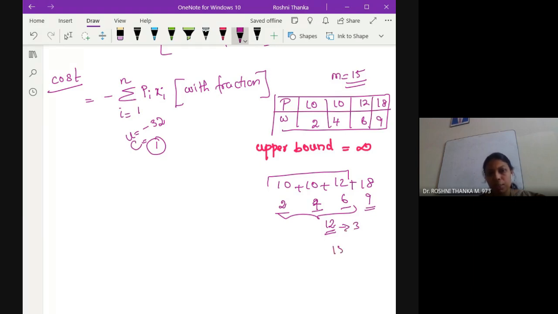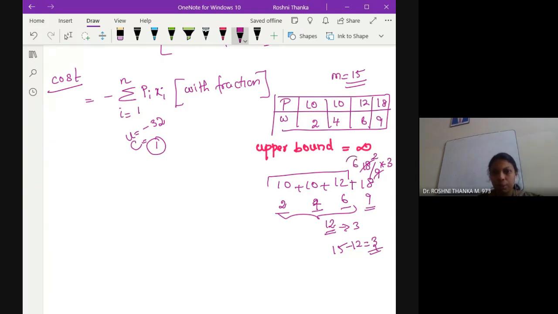Because the total size of the knapsack is 15, 15 minus 12 gives us 3, so there are 3 more spaces. How will we take? We are going to take a fraction of this fourth item. We will be taking 18 divided by 9 into 3, because 3 is the space available. When we solve it, 2 threes are 6.